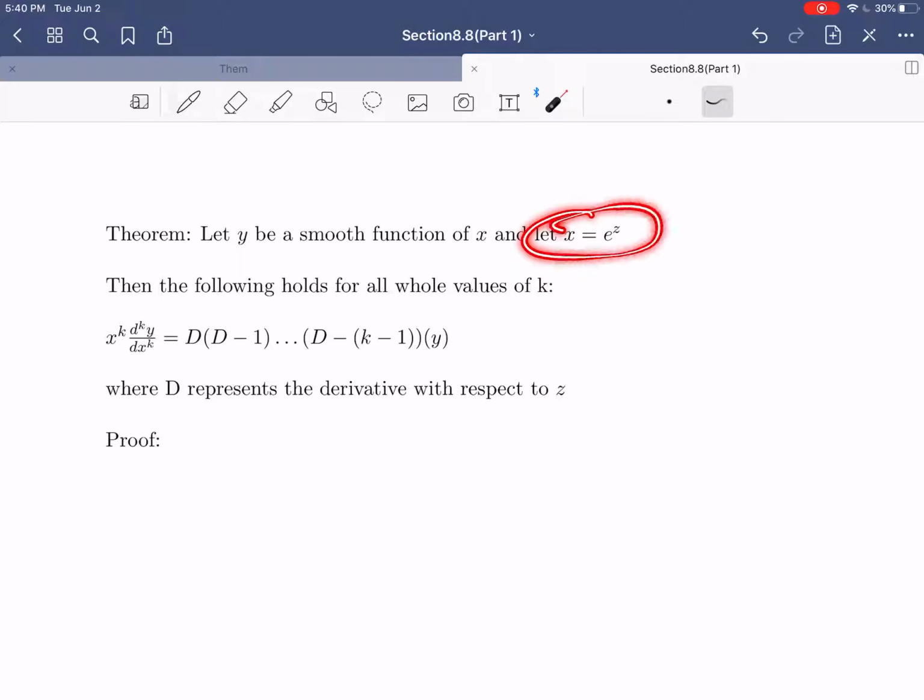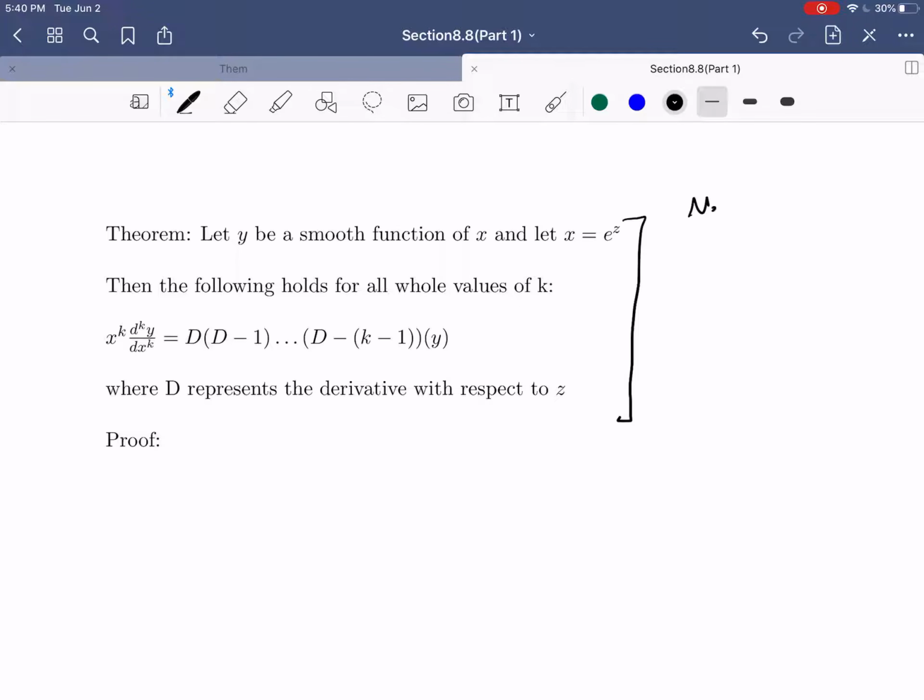And we're going to let the substitution be x equals e to the z. Then we're claiming that the following relation holds for all whole values of k. Namely, that x to the k times the kth derivative of y with respect to x is equivalent to this expansion, d times (d minus 1) times ... times (d minus k plus 1) of y, where d represents the derivative now with respect to z. Okay, in a moment we're going to prove this, but I would like to state how in general this is going to help us.